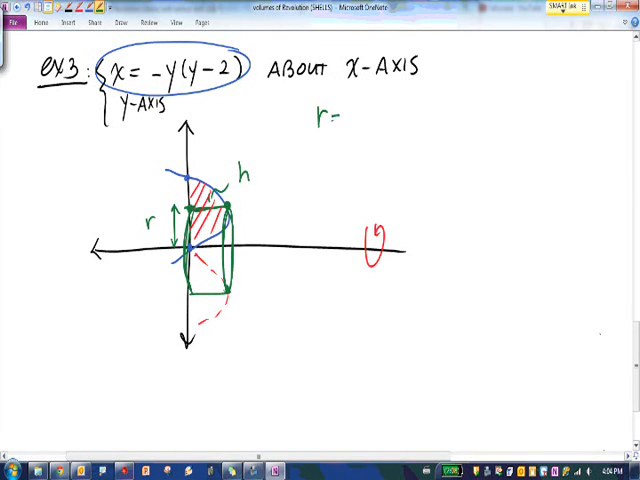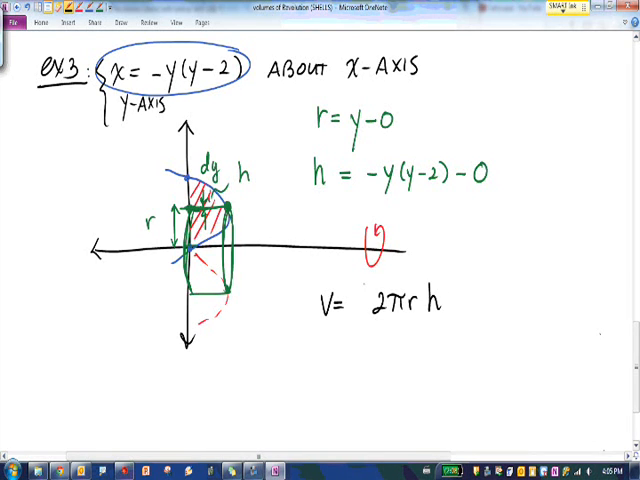Okay, so now we just have to determine r and h. Because r was starting from a random spot to the axis, it's just y, which is this spot here, to the axis, which is 0, so y minus 0. H, because of the way I drew the line here, it's a right minus left. So to the right of that is the function negative y times y minus 2, and to the left of that is 0. So there's my r and my h. Notice here that the thickness of my shell is now dy, so that's why I know to write everything in terms of y. So my setup, the volume of my shell is 2 pi r times h. Integrate to add them all up.